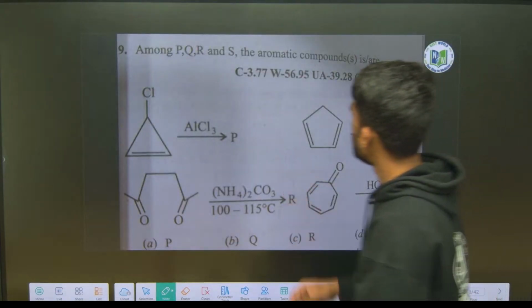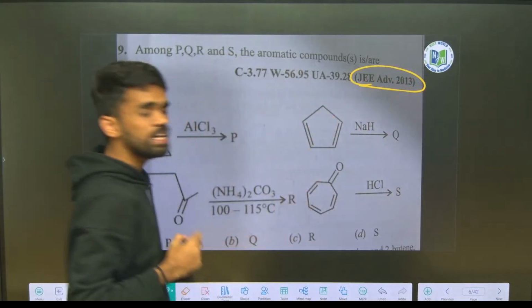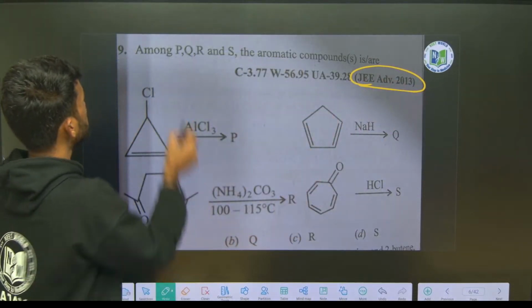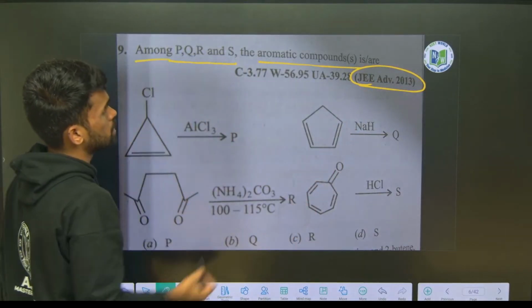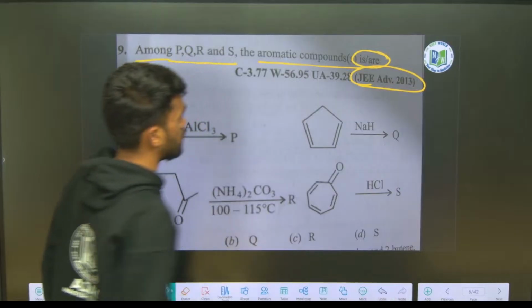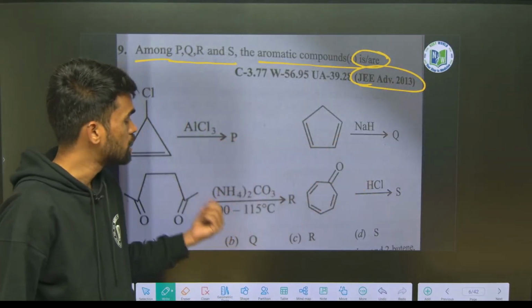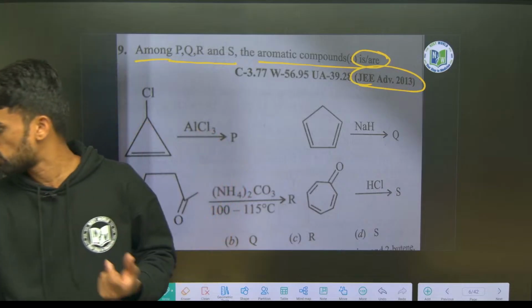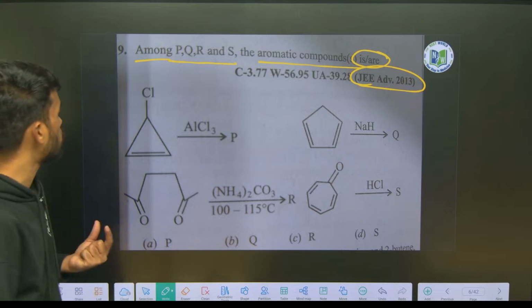Okay, next look at here, I have brought one JEE Advanced question. Very easy it is. Just look here. PQRS are the aromatic compounds. Among the PQRS, the aromatic compounds is or are. So we can get products PQRS in the given reactions. Whether they are aromatic or not, that is what we need to check here. Anyone in the chat box can answer this. How can we look into it?